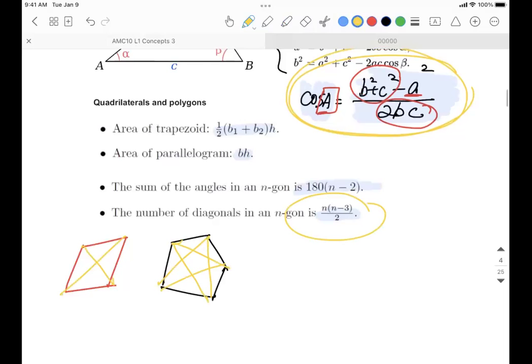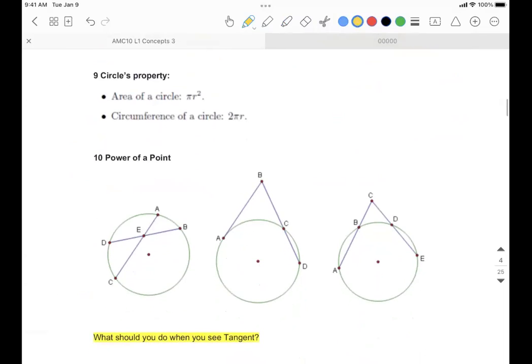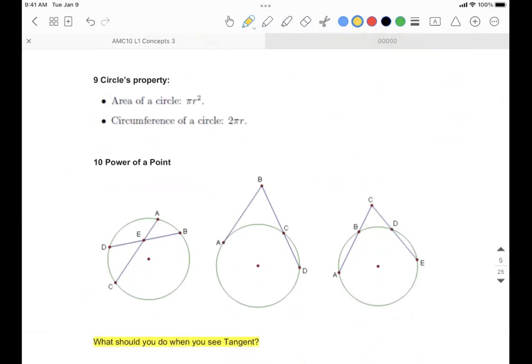Okay. Moving forward, let's go to the circle part, right? We pretty much finished all the triangles, quadrilaterals, and so on. Let's go for the circles. What are the important concepts for the circles? First, the area of a circle is pi r squared, and the circumference of a circle is 2 pi r.